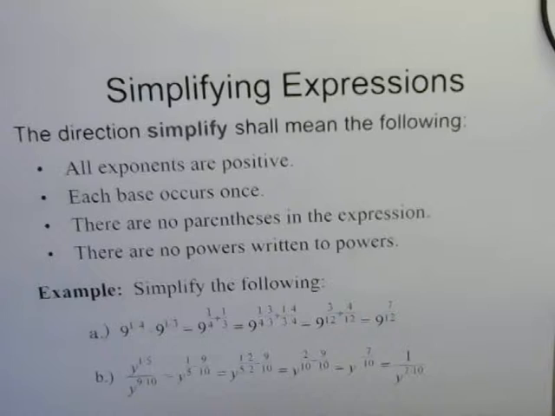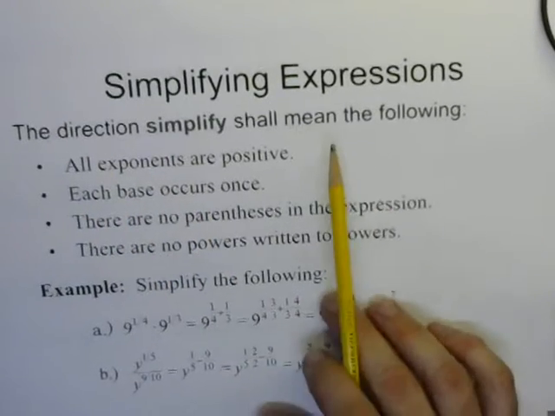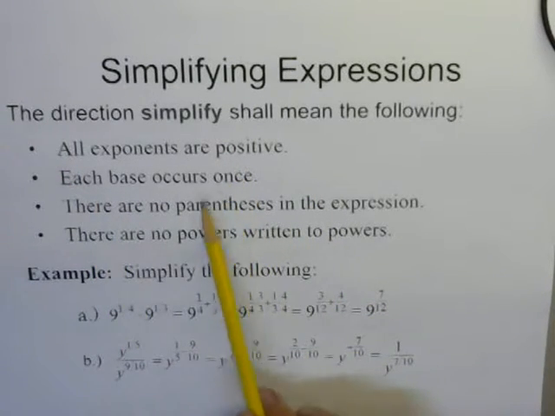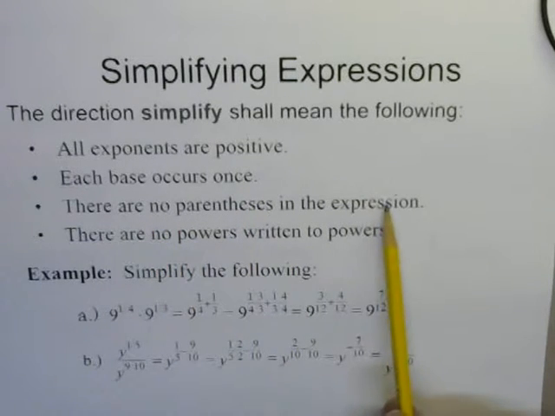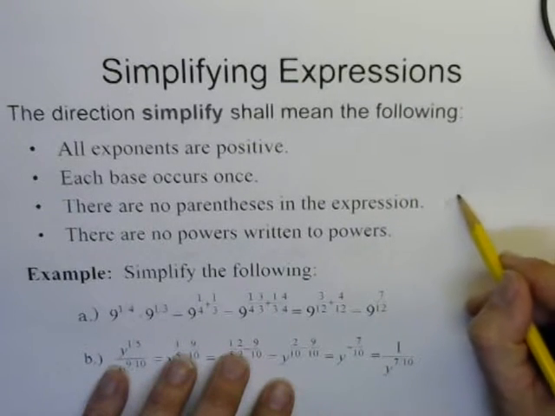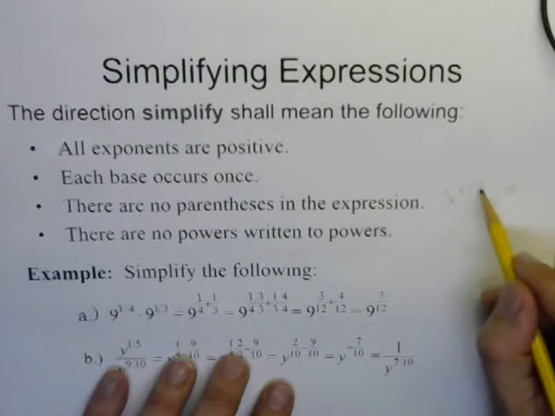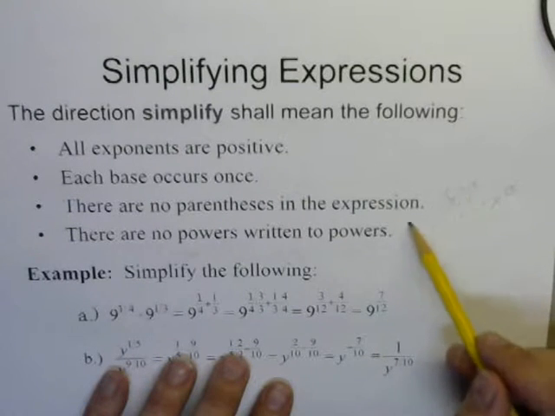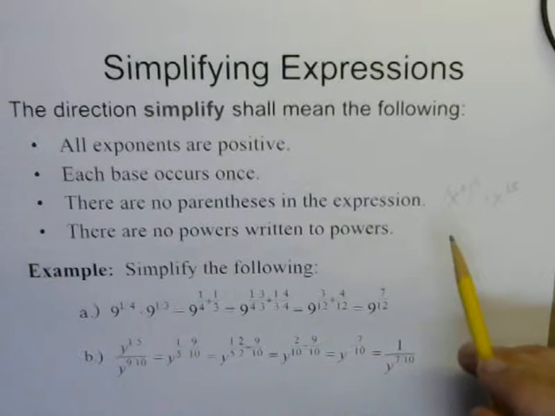Maybe just to break this down a little bit more, to simplify an expression with exponents or radicals in it, all exponents should be positive. Each base, so each x, y, or z, or whatever variable you have, should appear once. There are no parentheses in the expression, so you don't want anything where you have like x to the 3rd to the 5th, because you can simplify that as x to the 15th, for example. You can just multiply the exponents. And there are no powers written to powers, which would be another way of saying that. And I guess you don't want any parentheses either.